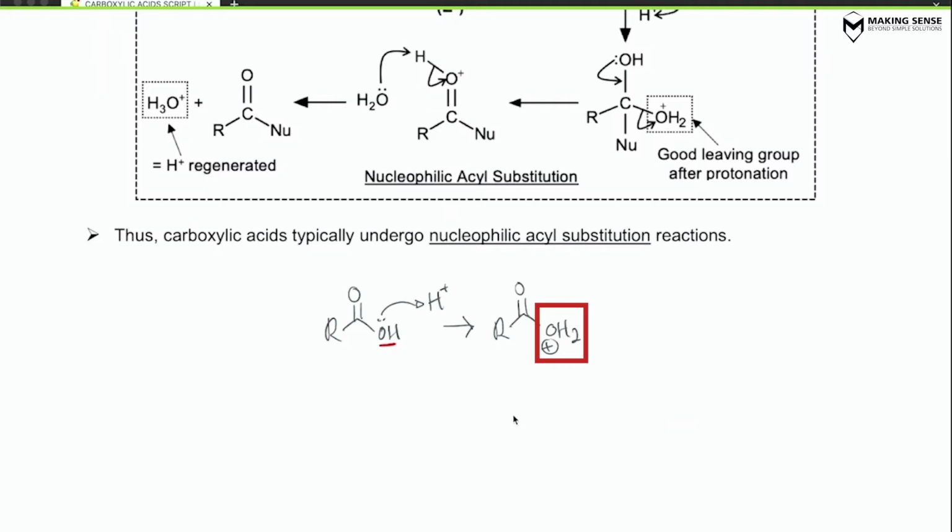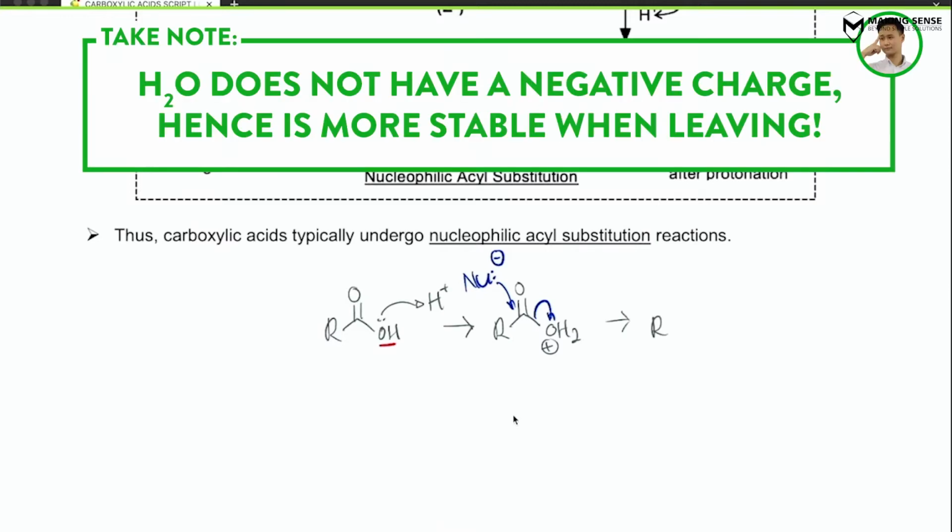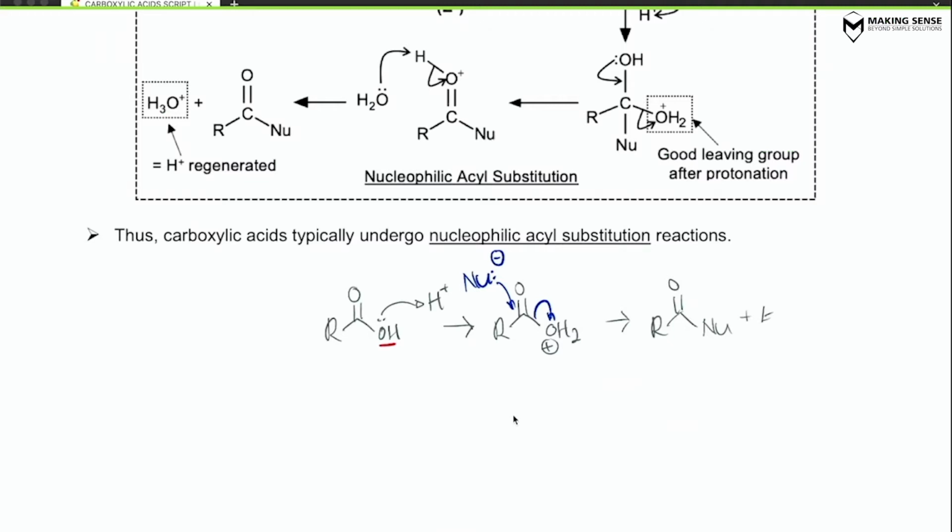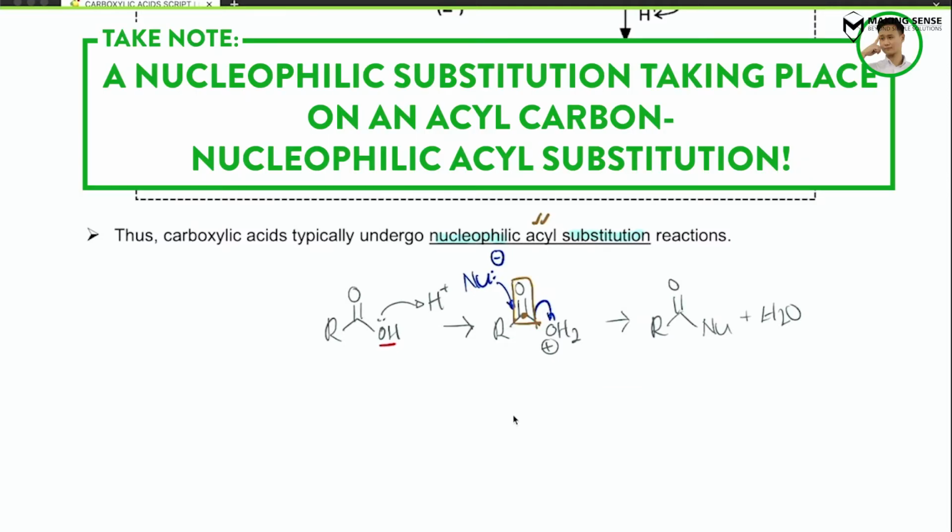So now when the nucleophile comes in and attacks that carbon and kicks out the OH2+, it will not leave as OH minus anymore, it will leave as water. And water is way more stable than the OH minus that you saw just now. That's it. So this is a very simplified mechanism that is going to help you to understand further reactions. So long story short, let me wrap this up. Carboxylic acids undergo nucleophilic substitution, but take note, this substitution is happening on a carbon that is part of your acyl group. So it's called nucleophilic acyl substitution. Let's go.